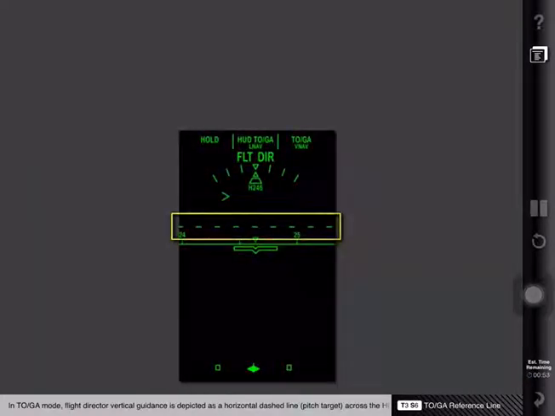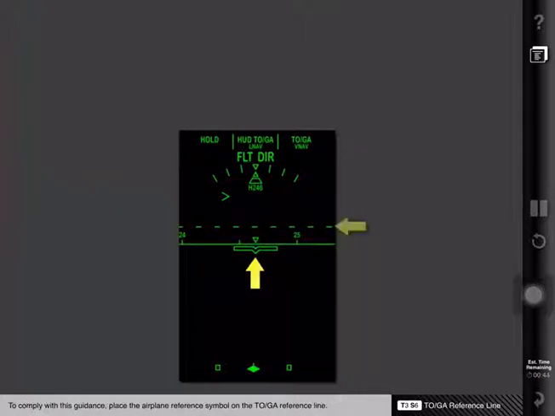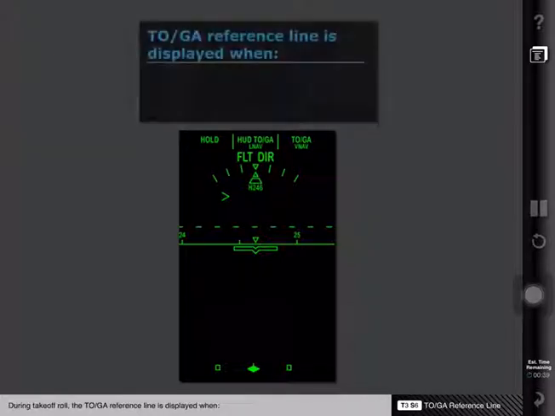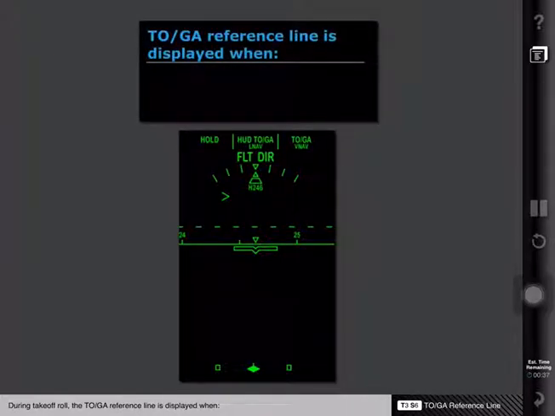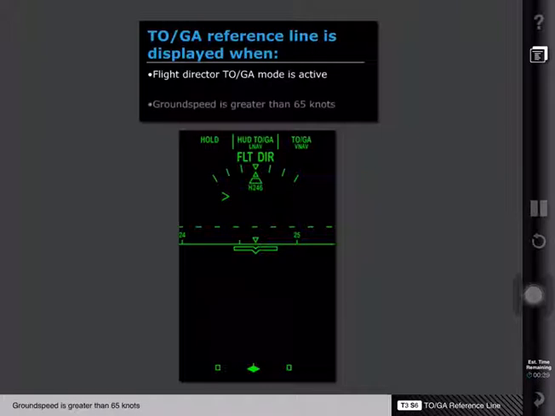In TOGA mode, flight director vertical guidance is depicted as a horizontal dashed line across the HUD pitch scale. To comply with this guidance, place the airplane reference symbol on the TOGA reference line. During takeoff roll, the TOGA reference line is displayed when flight director TOGA mode is active and ground speed is greater than 65 knots. The TOGA reference line is displayed in flight anytime the TOGA mode is selected.